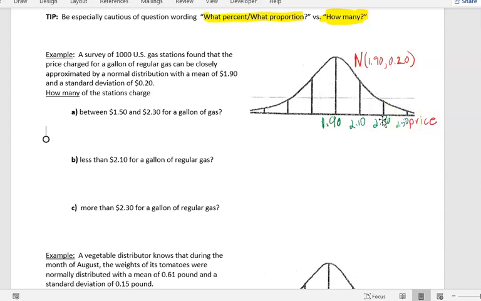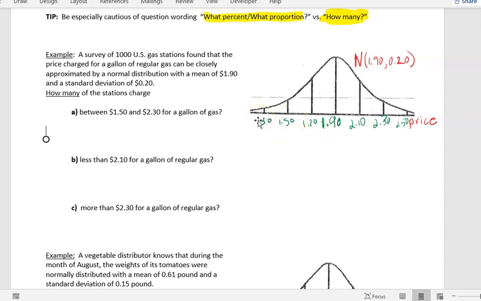Okay. And then I could count out in the other direction as well. So $1.90 minus 20 cents is $1.70. And minus 20 cents gives me $1.50. And minus 20 cents gives me $1.30.